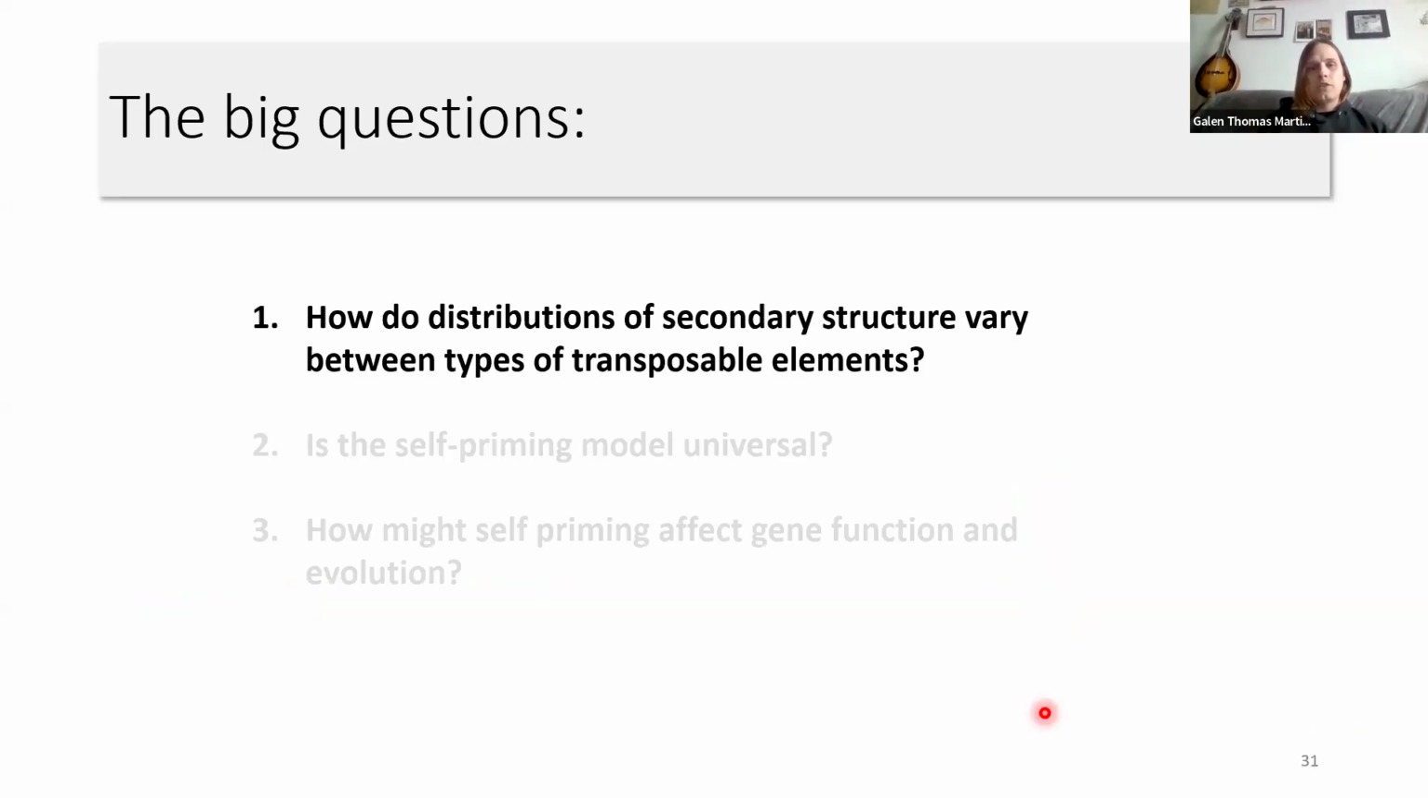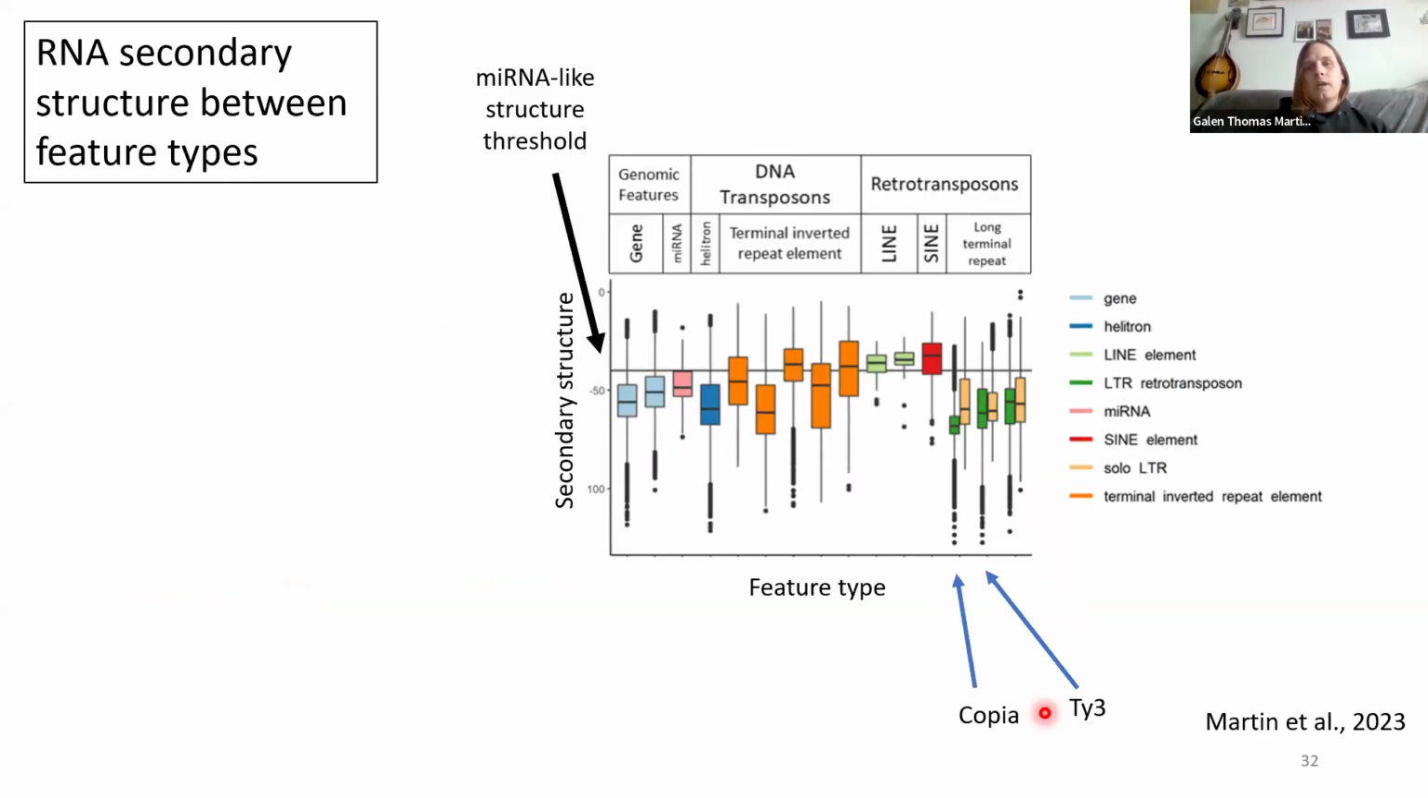So the first question, how do these distributions vary across transposable elements? They vary quite a bit. So on the y-axis here, we have the minimum free energy, which is just a measure of secondary structure. The more negative it is, the stronger the secondary structure is in a particular locus. And these are distributions across all of the different types of transposable elements, in the Wicker nomenclature for transposable elements, as well as microRNAs and different types of genes.